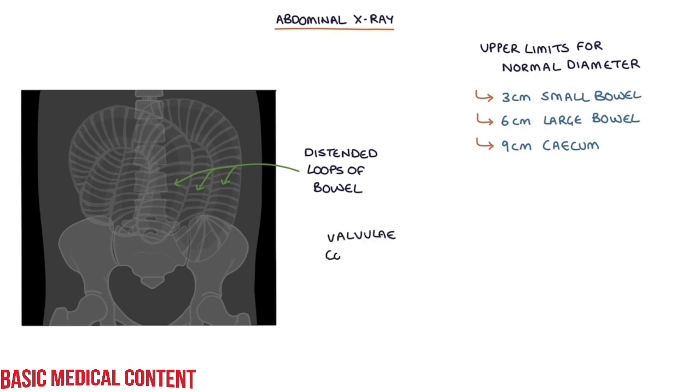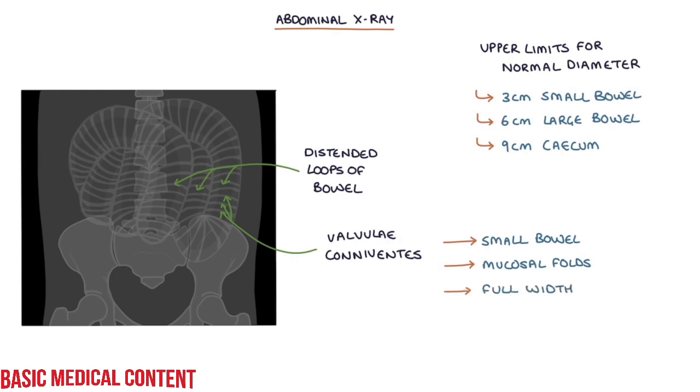The valvulae conniventes are present in the small bowel and are mucosal folds that form lines that extend the full width of the bowel. And these are seen on an abdominal X-ray as lines across the entire width of the bowel, indicating that that area is small bowel.